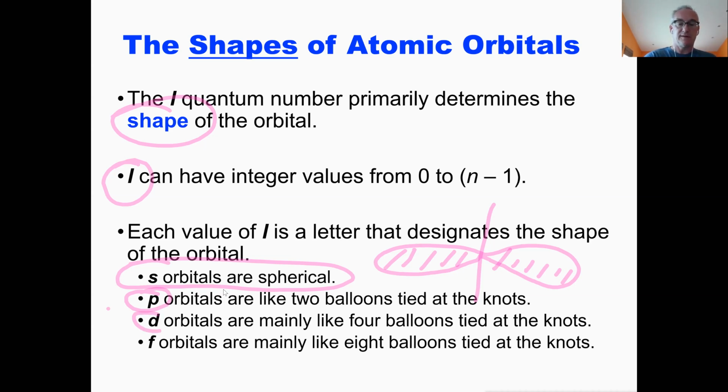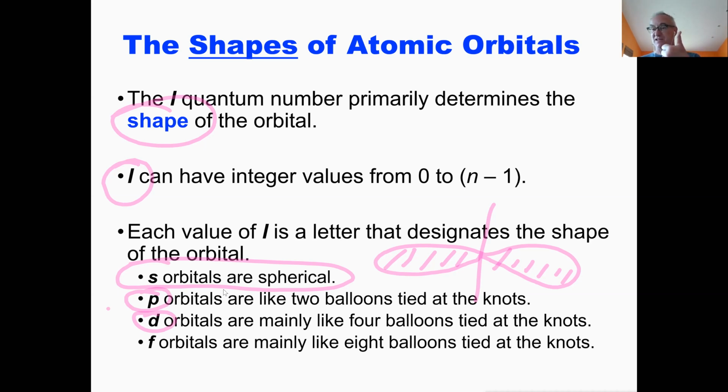D orbitals look like 4 balloons tied together with knots. And F orbitals look like 8 balloons. F orbitals are just crazy business. So each one of these subshells gets more and more crazy shapes. Don't worry about the shapes too much. P orbitals are important to remember the shapes, but D and F orbitals, their shapes are so insane, they're kind of hard to remember.